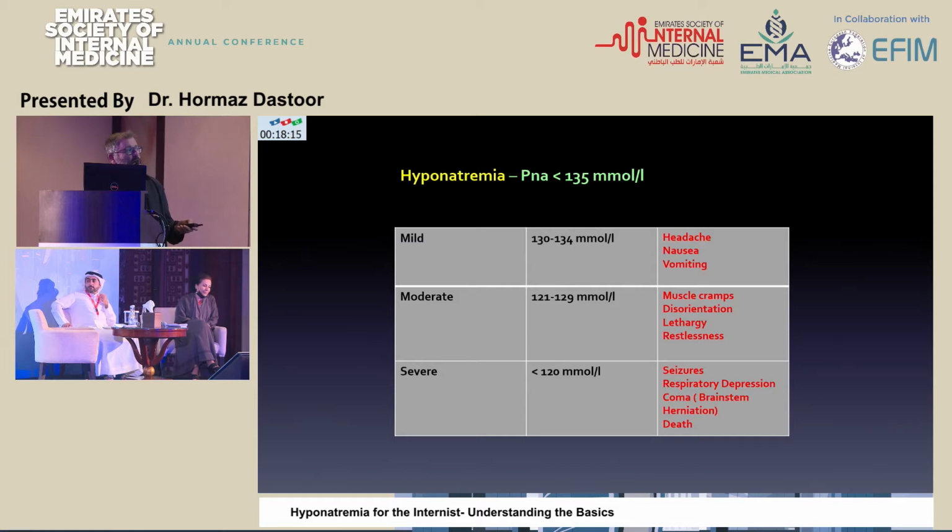So hyponatremia, you can classify it into mild, moderate, and severe based upon the numbers, 130 to 134, 121 to 129, or less than 120. Or you can also classify it based upon your symptoms. So if you have mild symptoms like headache, nausea, vomiting, or more severe symptoms like seizures, respiratory depression, coma. So this is an emergency, this is an urgency, and this is just a mild hyponatremia.